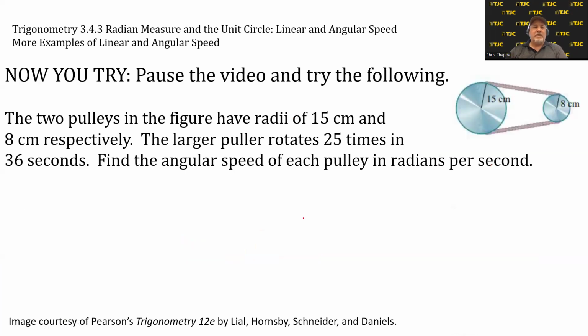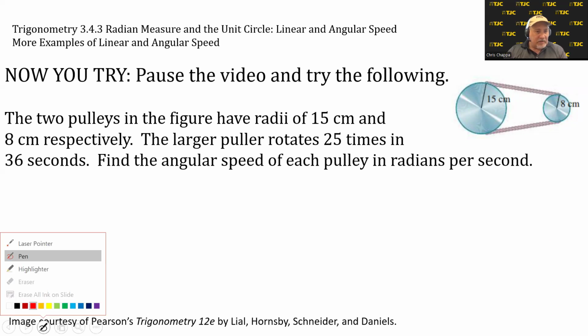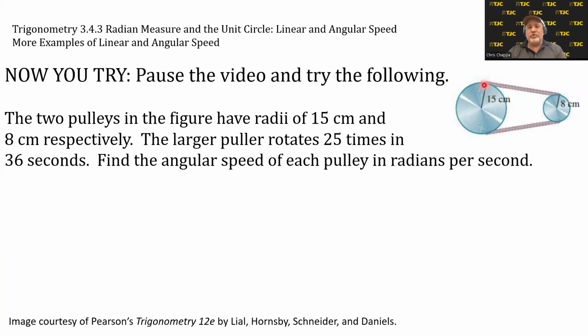Now you try. Pause the video and try the following. The two pulleys in the figure have radii of 15 centimeters and 8 centimeters respectively. The larger pulley rotates 25 times in 36 seconds. Find the angular speed of each pulley in radians per second.